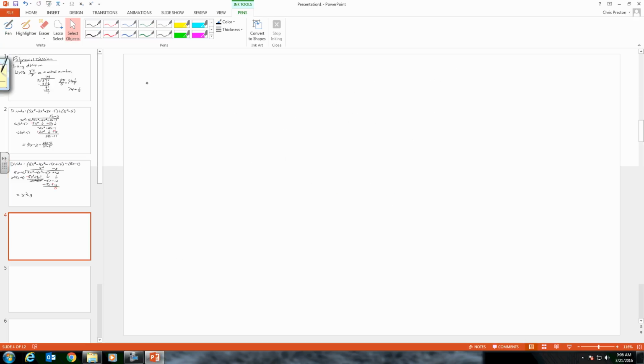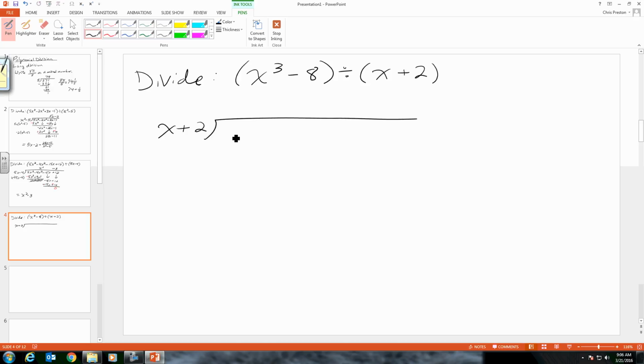Okay, let's do one more long division. Let's say we have x cubed minus 8, and we're going to divide that by x plus 2. Okay? So I'm going to say x plus 2 is my divisor. My dividend is x cubed, blank, blank, minus 8.